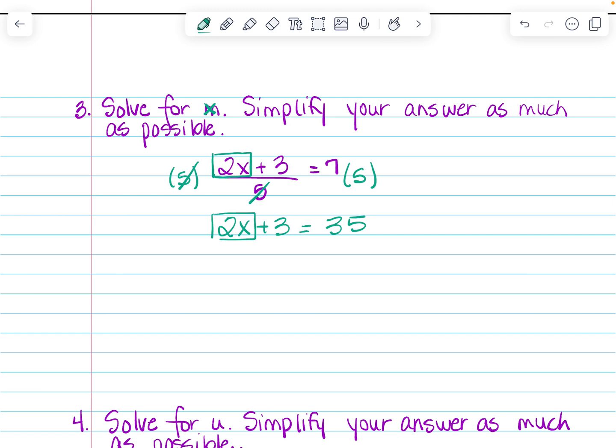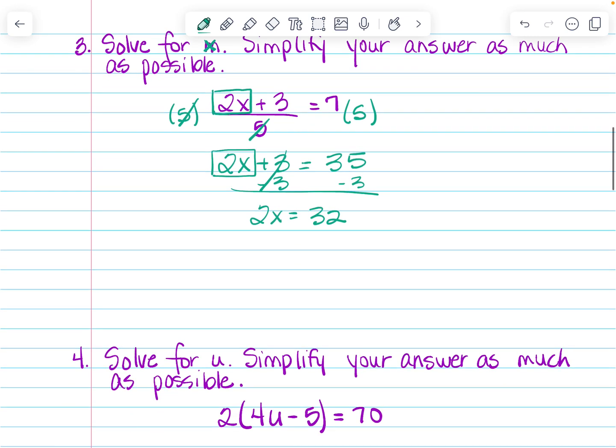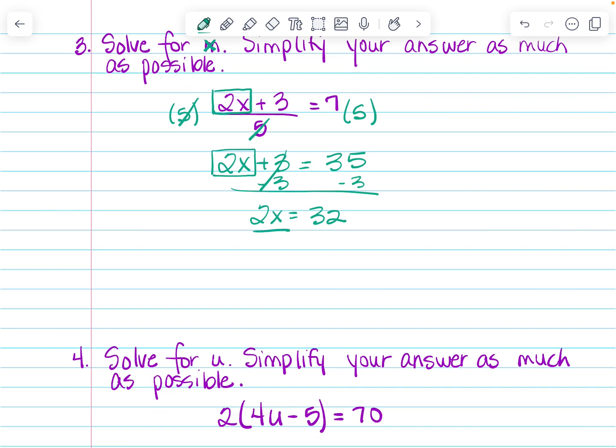Again, leave that variable piece until the very end. So to cancel out plus 3, we would subtract 3 from both sides. 35 minus 3 is 32. 2 times x equals 32. So to get x alone, we cancel out that multiplication using division, and 32 divided by 2 is 16.